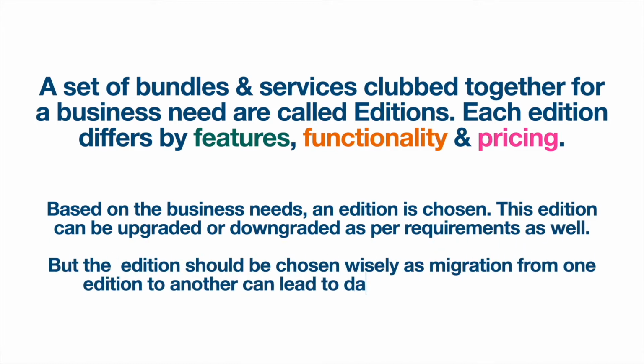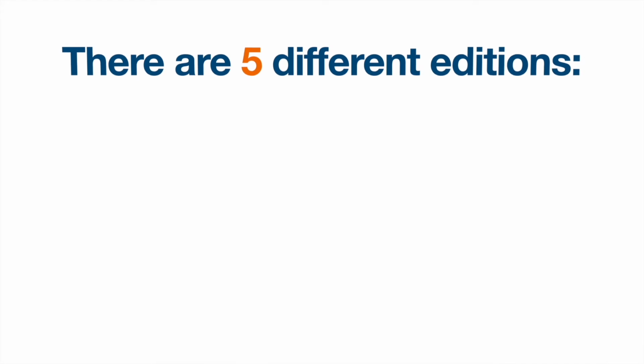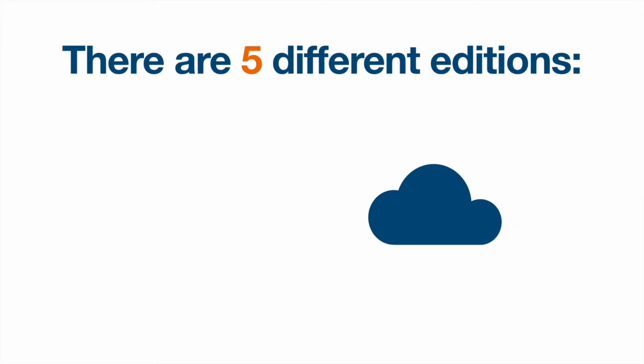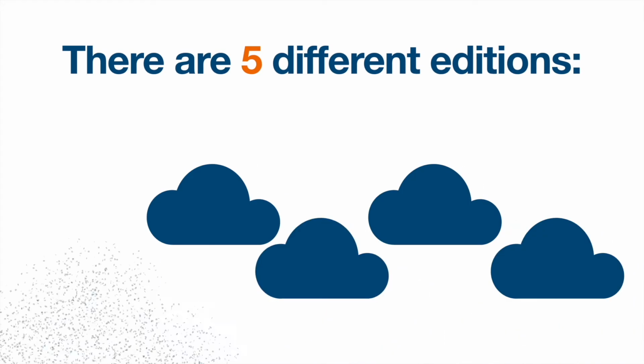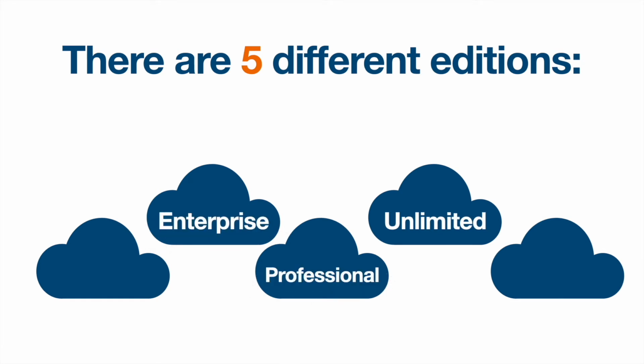But the edition should be chosen wisely, as migration from one edition to another can lead to data loss and limitations. Now, there are 5 different editions. Let's look at them. So there's unlimited, there's enterprise, there's professional, there's essential, and there's developer edition. Let's look at them briefly.